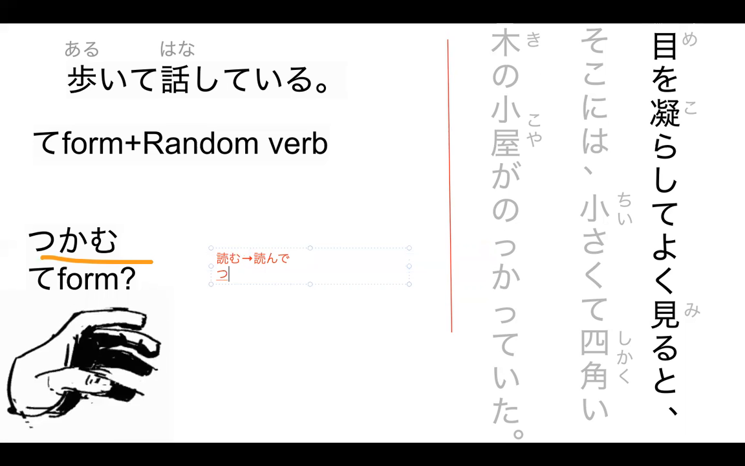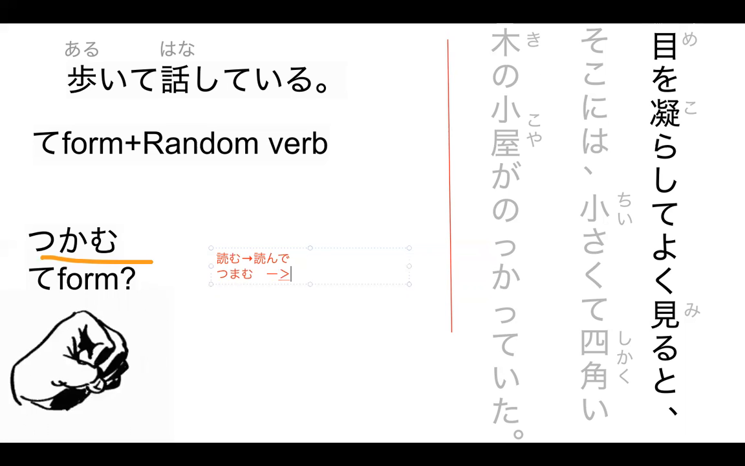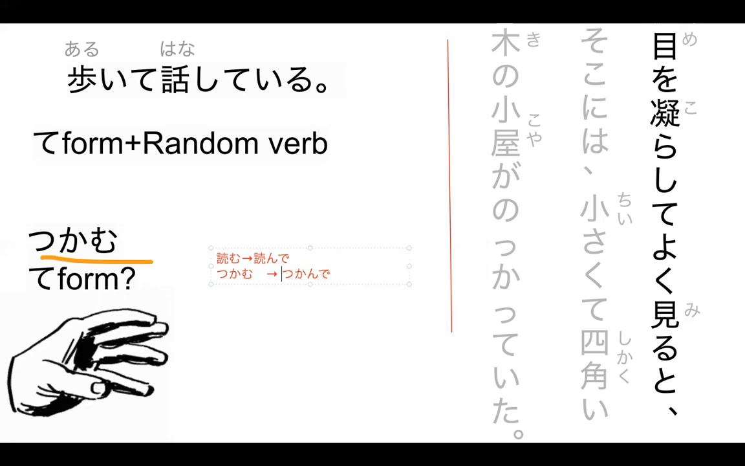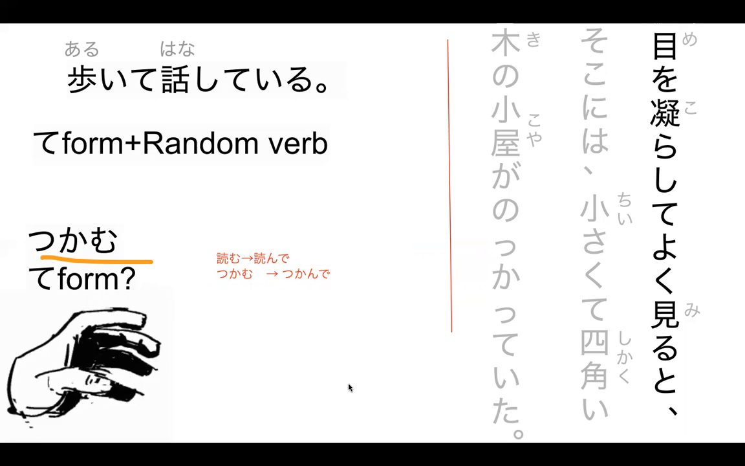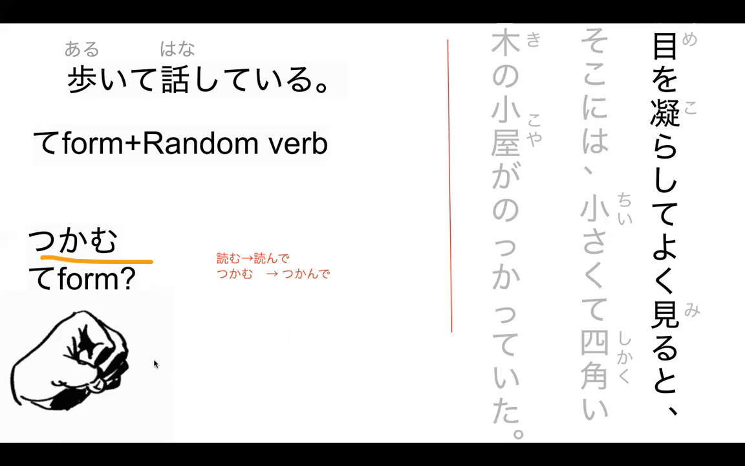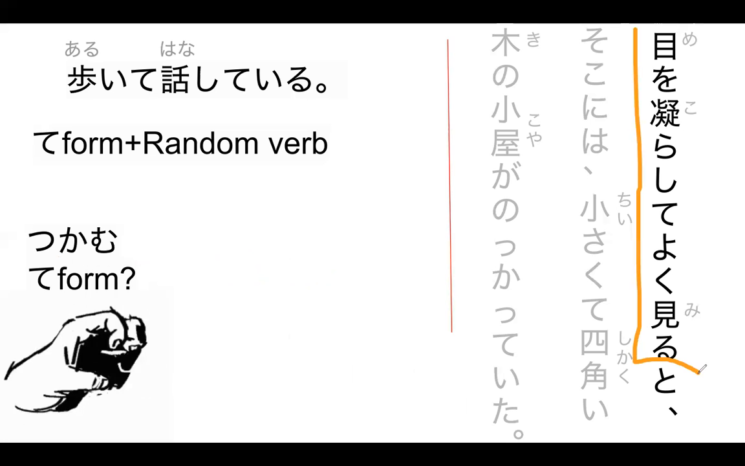So what do you think tsukamu becomes? Tsukatte? Or tsumatte? Tsukamu becomes tsukande. So mu gets nde. Yes. Utsununde, I think, is the way the song goes. So I guess u ends with nde, maybe? I don't know. Nde. Yonde. Tsukande. So now that you have that, can you do me a favor and read this for me?